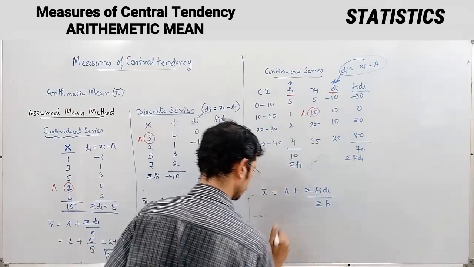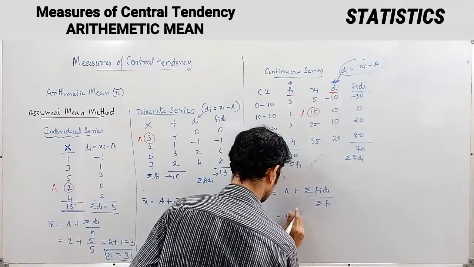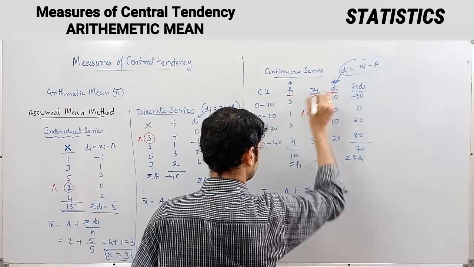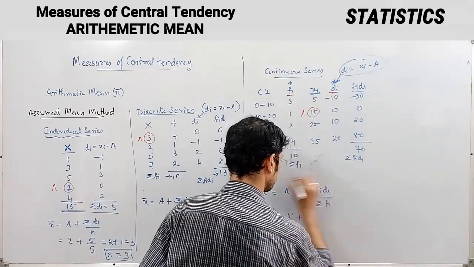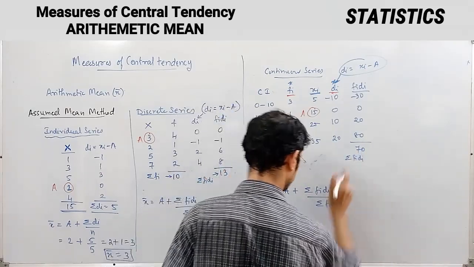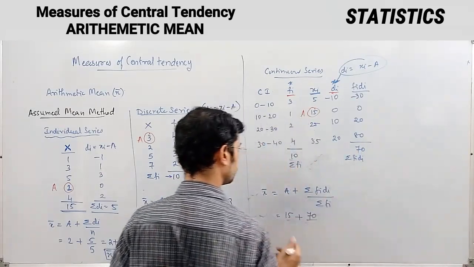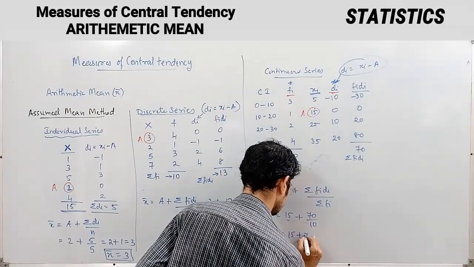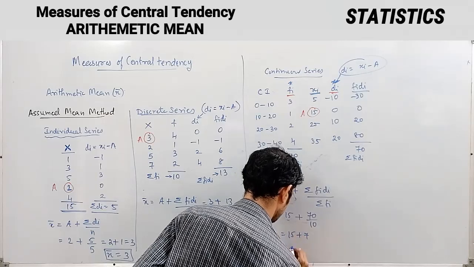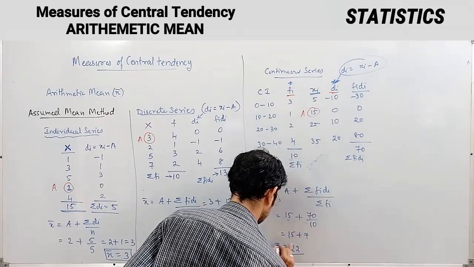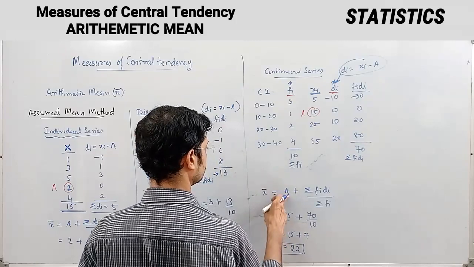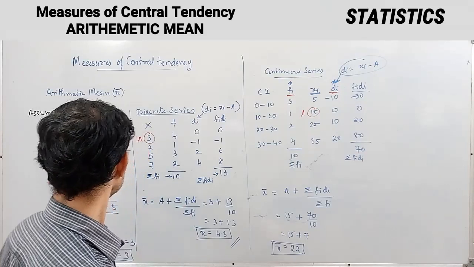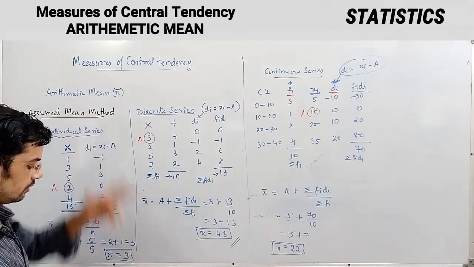I have all the values to be put into the formula. So this is A. What is A? A is 15. A is one of the observations from xi. So 15 plus, what is sigma fi di? Sigma fi di is 70 divided by sigma fi, which is 10. This is 15 plus 7, and that is equal to 22. This is x bar using assumed mean method.